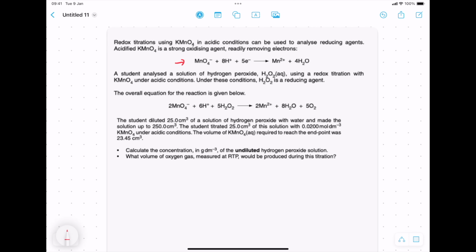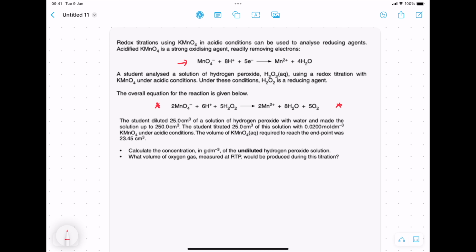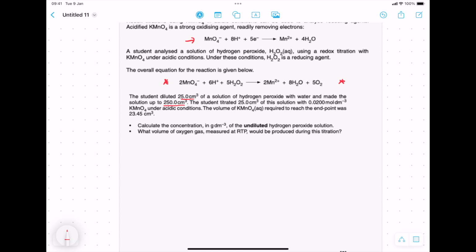A student analyzes a solution of peroxide using a redox titration with potassium manganate under acidic conditions. The overall equation is there. The student diluted 25 of a solution of peroxide with water and made the solution up to 250. Okay, so now this is where I'm going to start drawing the template which I've used in many of my other videos on this topic.